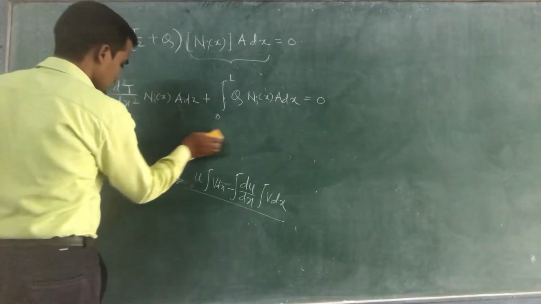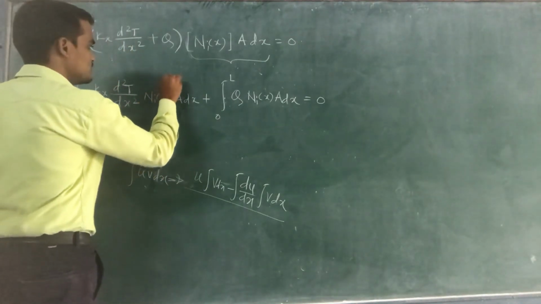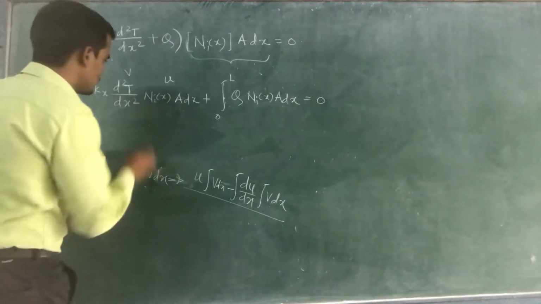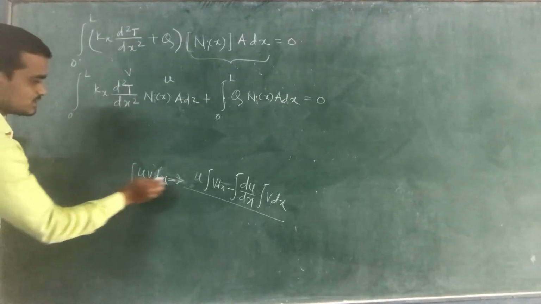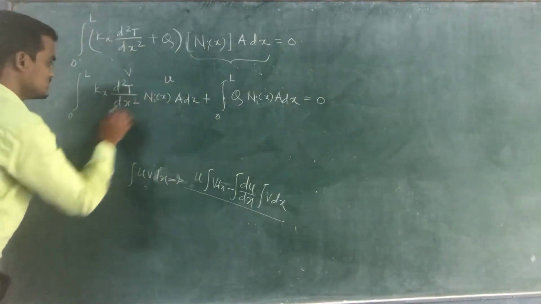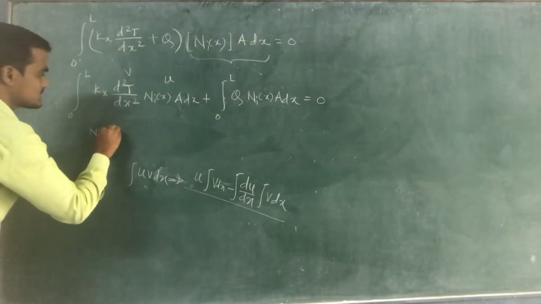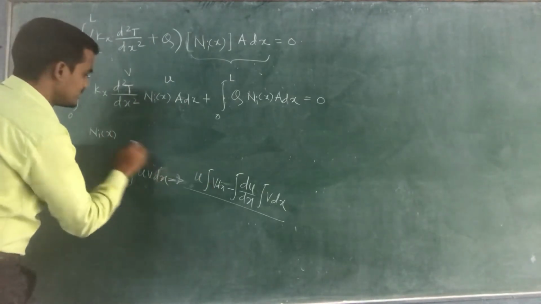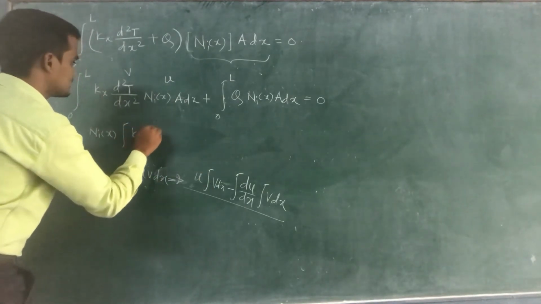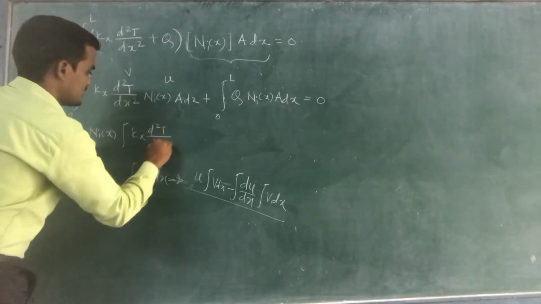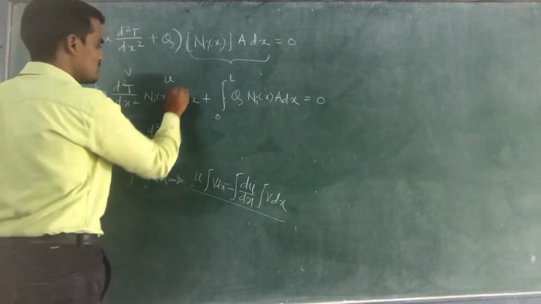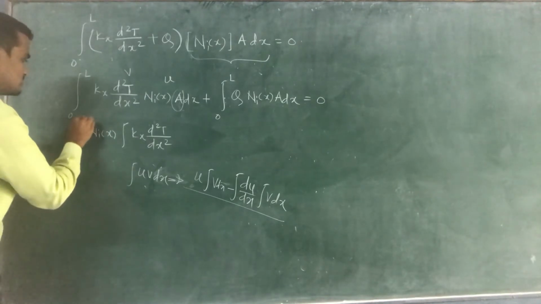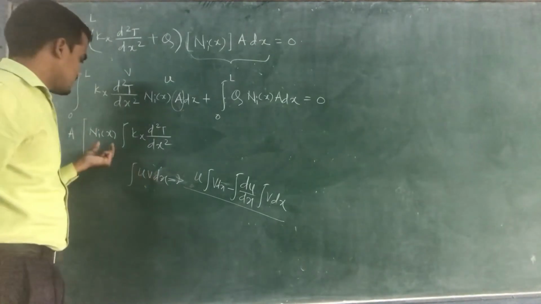So if we consider this as u and this term as v, and apply this rule to this equation, we will get: first u into integration of v dx, where u is Ni of x, into the integration of kx d square t by dx square. Here area will become common, so we will take area as common.